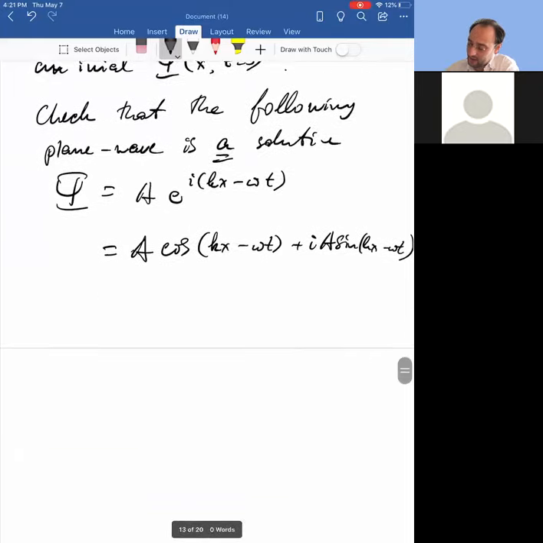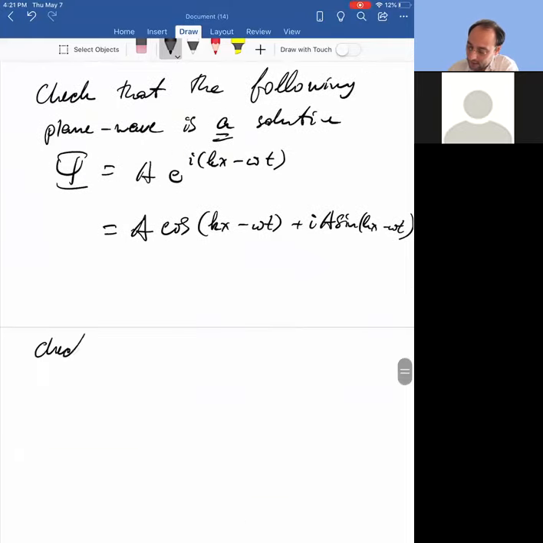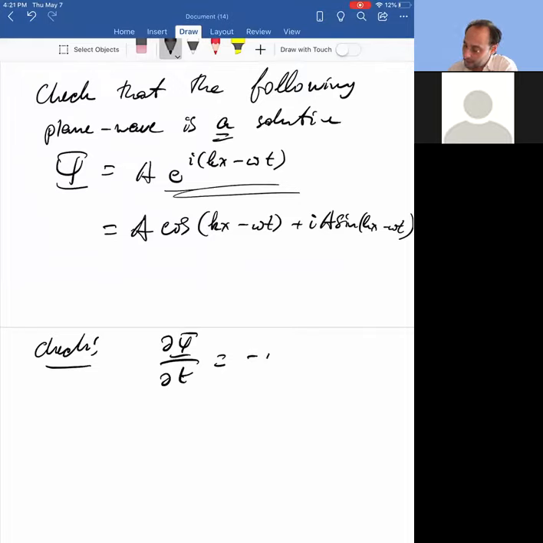Well, let's see. So check. Partial psi, partial t equals... I'm just going to work with this form. You see, it's much easier to work with complex exponentials. Minus i omega times a e to the i(kx minus omega t), which is just minus i omega times the psi itself.